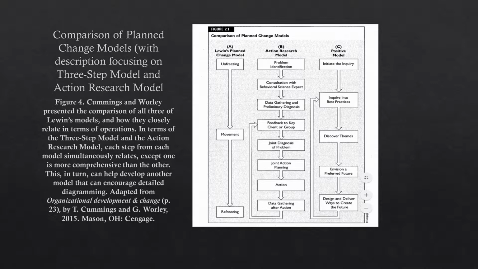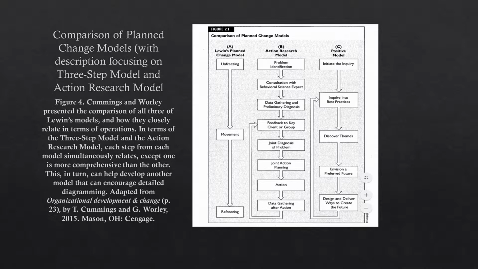And the reason being, I noticed how closely related they are in terms of the operations. The three-step model is much broader, meaning anything can be outlined under each stage, and the descriptions can pretty much fall under there. The action research model, in terms of speaking, can serve as those descriptions under each stage of the three-step model. And I thought that was pretty interesting.